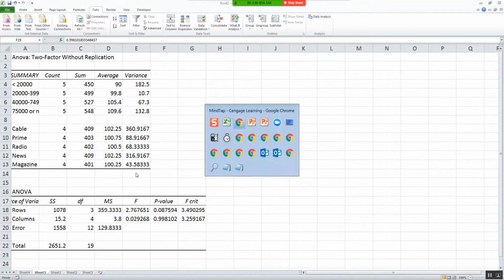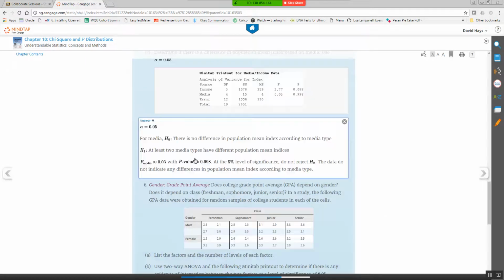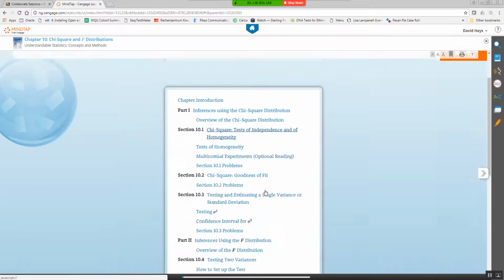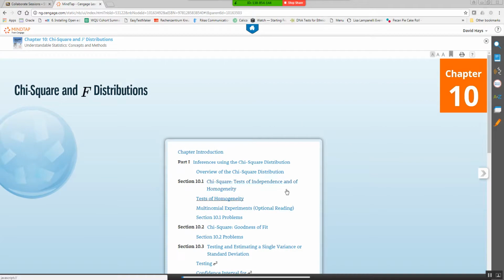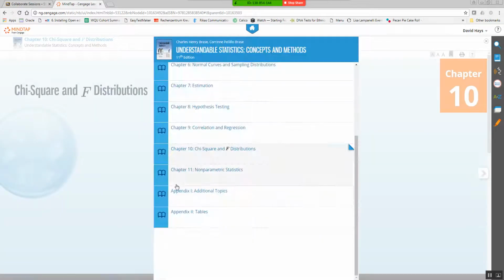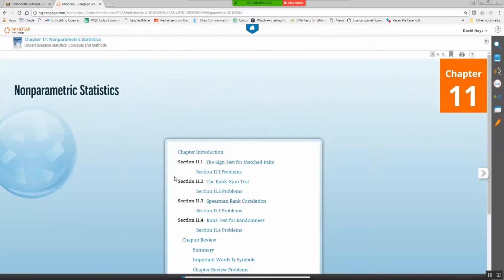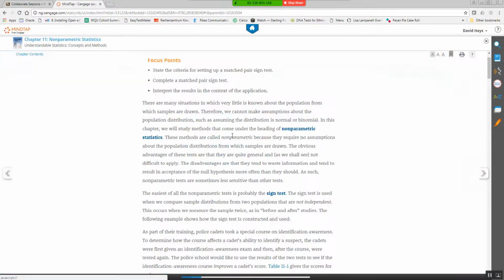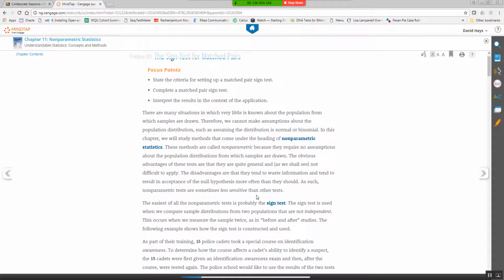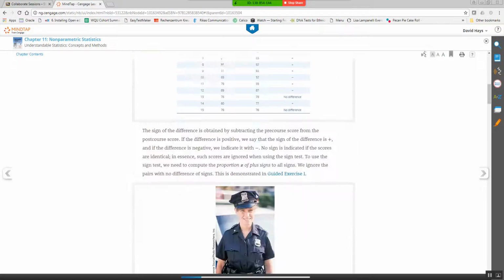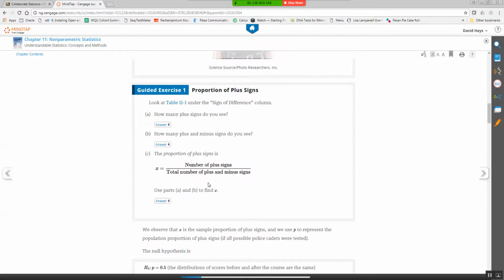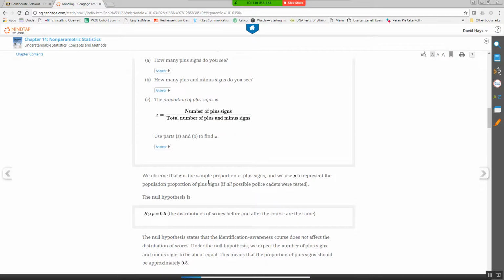Now, that's out of chapter 10. When you get to chapter 11, Excel's not going to be very helpful with it. You got some different tests being done here. It'll walk you through what exactly to do. Sometimes it may be counts. See how many plus signs you see, how many plus and minus signs you see. Gives you the proportion, and so forth.